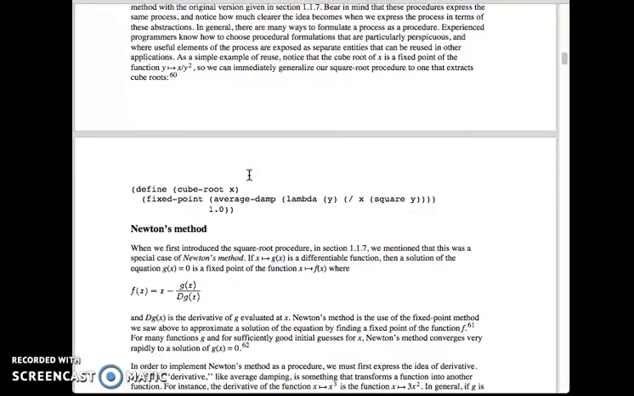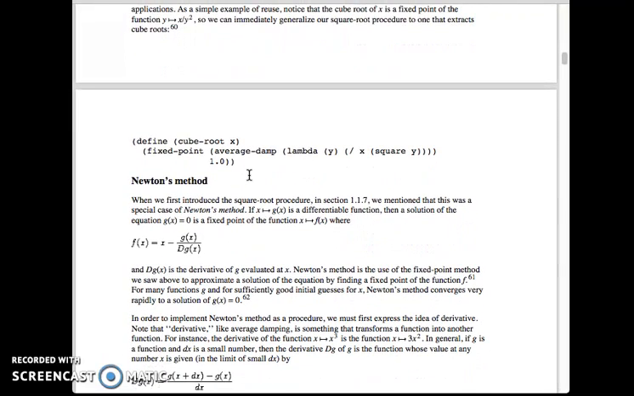As a simple example of reuse, notice that the cube root of x is a fixed point of the function y maps to x divided by y squared. So we can immediately generalize the square root procedure to one that extracts cube roots. Define the procedure cube-root that takes input x to be fixed-point applied to average-damp applied to the lambda of y, x divided by the square of y, and 1. All of that.